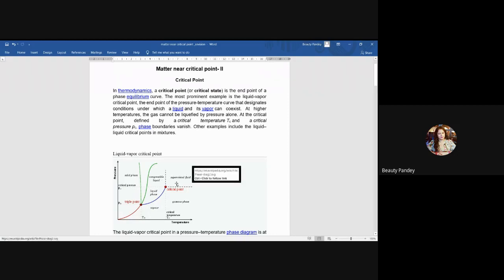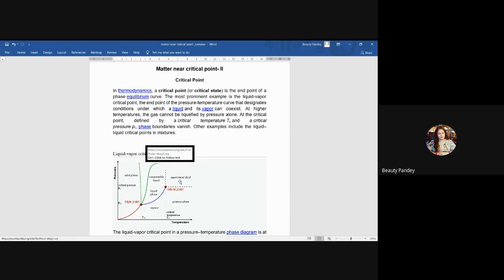Then what was the next thing which we studied? Near the critical point, the substances behave differently, but the nature of their behavior is almost similar. So this led to the law of corresponding states. So what was the law of corresponding states?